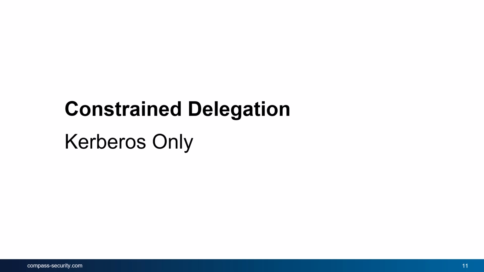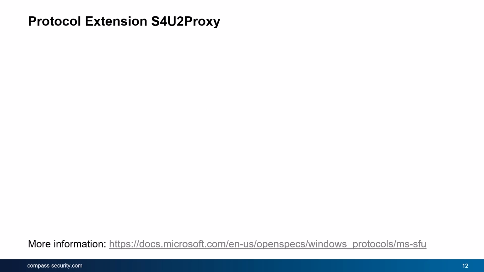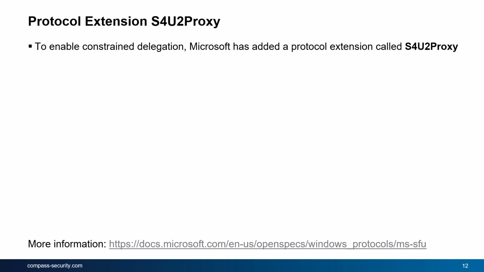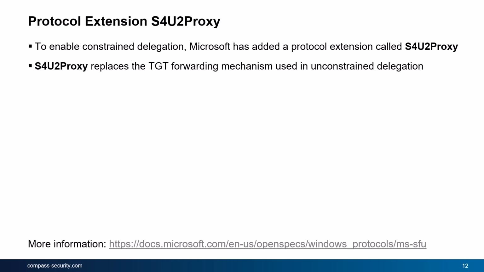Okay, so first we start with the Kerberos only constrained delegation mode. To enable constrained delegation, Microsoft has added a new extension to their version of Kerberos called S4U2Proxy. And this mechanism replaces the TGT forwarding mechanism that we have learned about in unconstrained delegation. As a short recap, in unconstrained delegation, when you connect as a user to a system that is configured for unconstrained delegation, a copy of your TGT will be forwarded automatically to that system, and the system can then impersonate you towards any other services in the domain with your TGT.